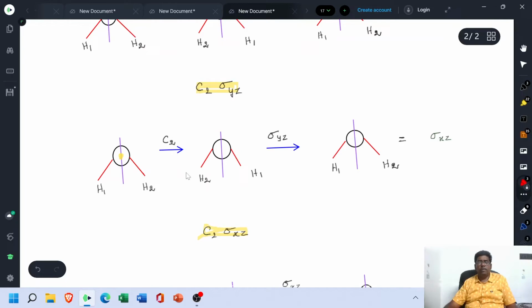You know that the C2 operation interchanges the position of hydrogen atoms as well as the phase of the oxygen. Then the C2 should be subjected to sigma yz. This is a reflection through the vertical plane. If you perform reflection through the vertical plane, the two hydrogen atoms are interchanging their positions. However, there is no change in the phase of the oxygen. So H1 and H2.